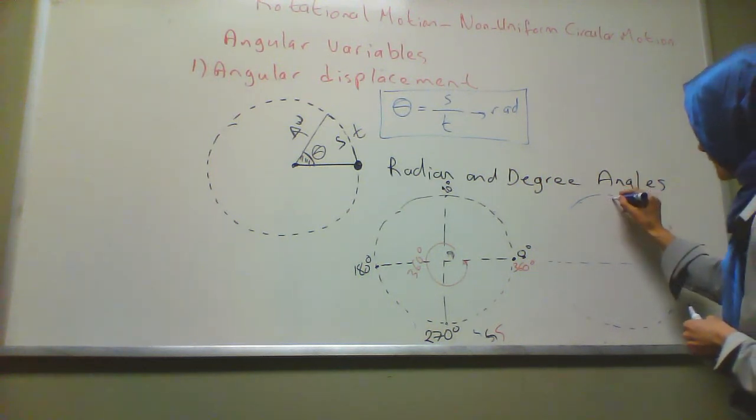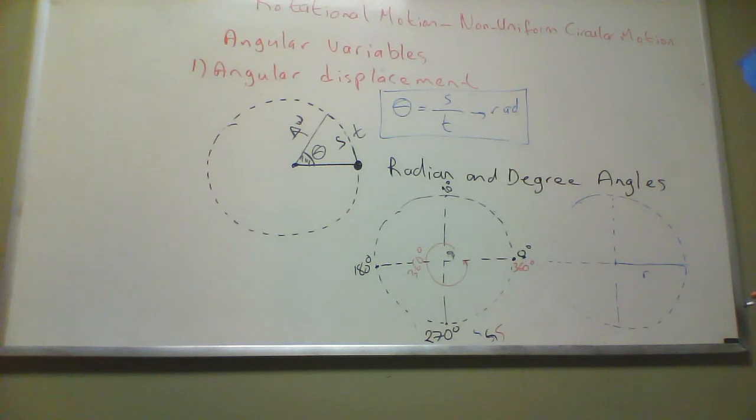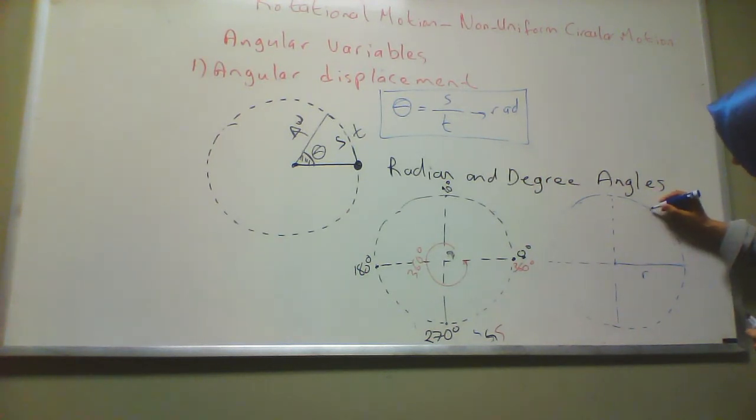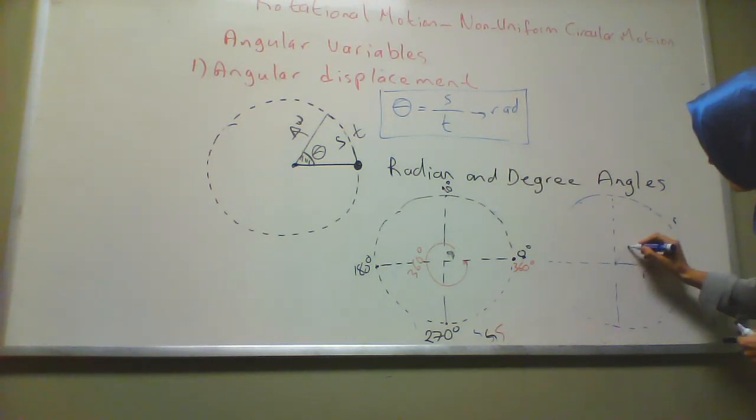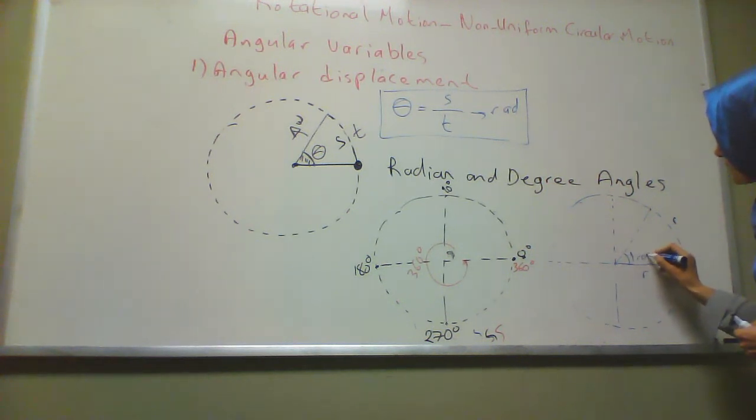How is radian defined is that if we have a circle with radius r, and we travel along the circle, we go to the distance along the circle that has an arc equal to r. The angle we span is 1 radian. That's how it is described.